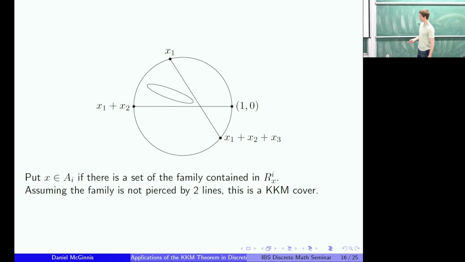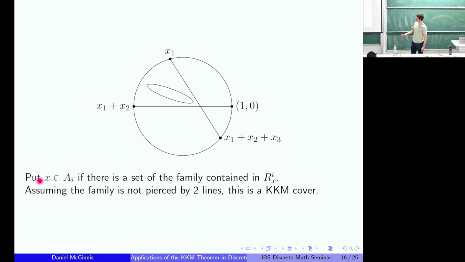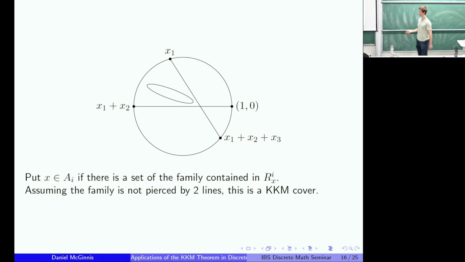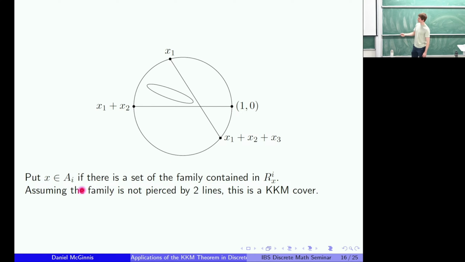Okay, so let me define the KKM sets. Basically, you put a point x of delta 3 in A_i if and only if there is a set of the family contained in the ith region. So in this example, the point x would be in A2 because we have a set in the region R2 of x. The KKM sets correspond to the regions: if you have a set in that region, then that point goes into the corresponding set.